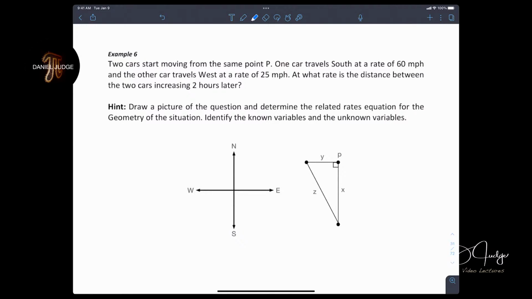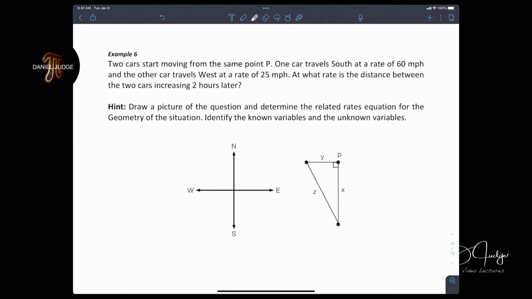Okay, here's some additional examples on related rates, things that we went over in class, and I thought I'd upload some additional examples for you all. Important topic, fun topic.